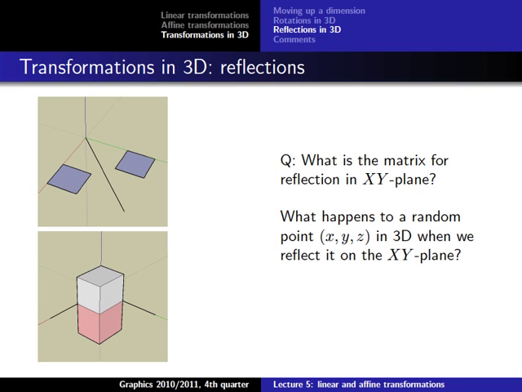So another example is the reflection. Let's also start with an easy case. What is the matrix for reflection on the xy plane? Like I said, reflections in 3D are often done with respect to a plane. So if you think about it, you have the xy plane.